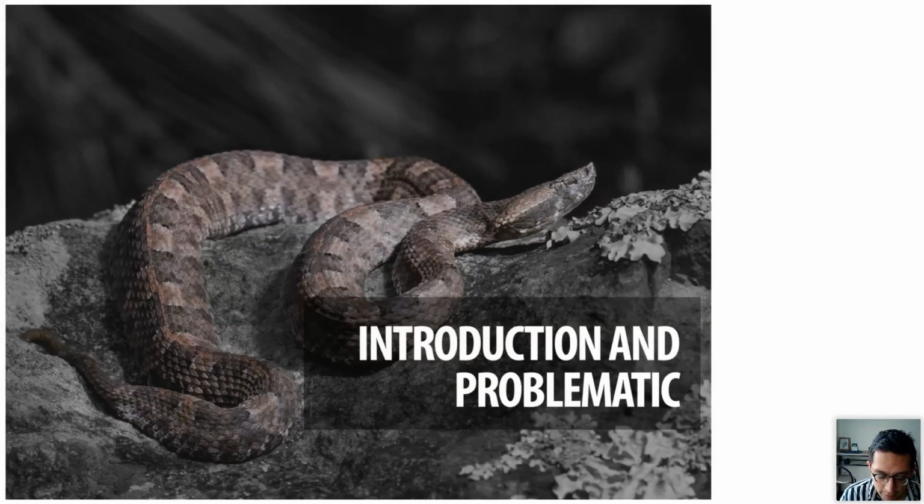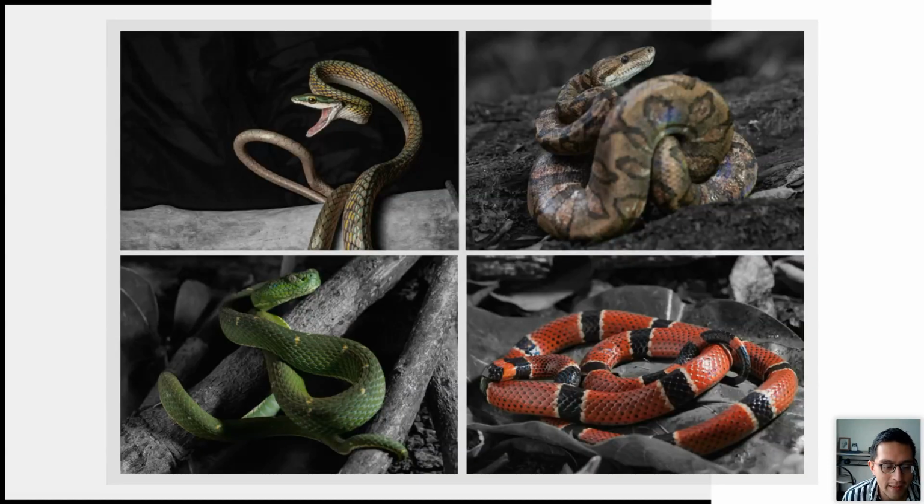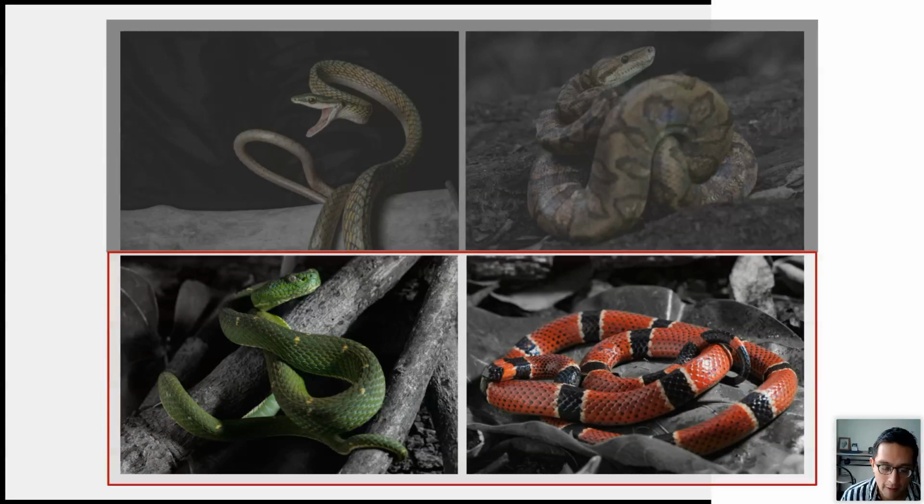So to start introducing this topic, something really important is that snakes are a really diverse animal. You can find a lot of shapes and colors of different snakes, but not every snake is venomous. There are some snakes, such as this group where you can find the boas or the anacondas, that don't have any fangs or venom glands.